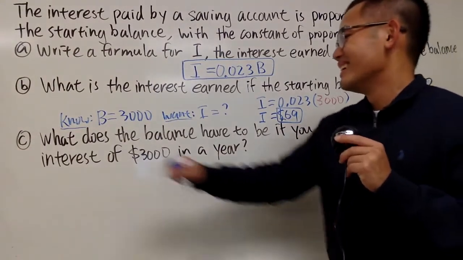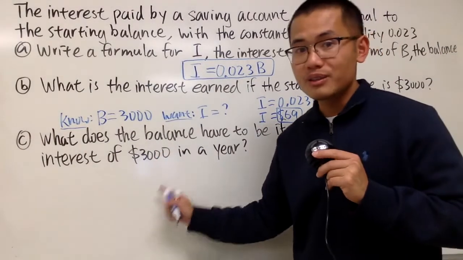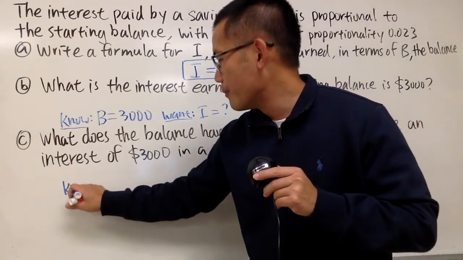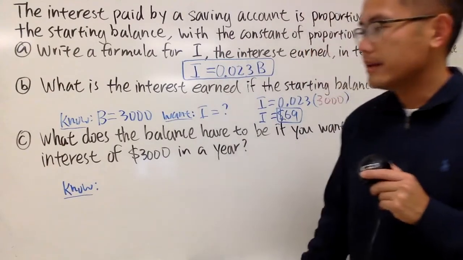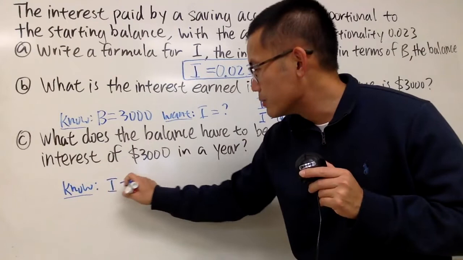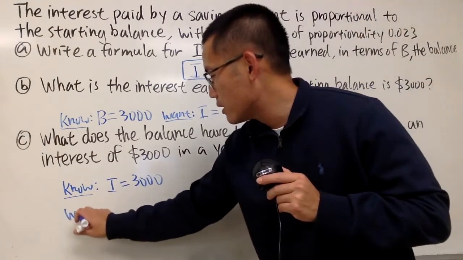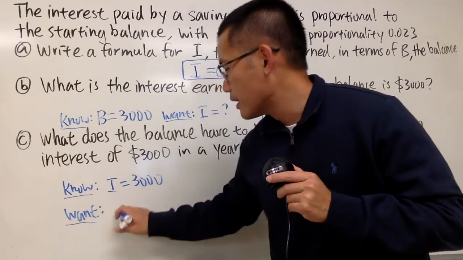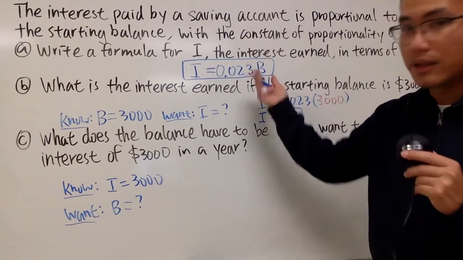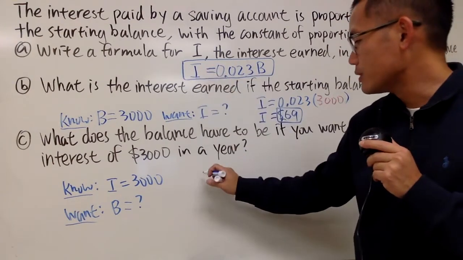Okay, next. What does the balance have to be if you want to make an interest of $3,000 in a year? And now this is crazy. In this case, this is what we know, right? We want to make $3,000 in a year, so the I has to be 3,000 this time. And we want the balance, right? So it's a reverse question from part B. But anyway, I'm going to put down $3,000 into here.